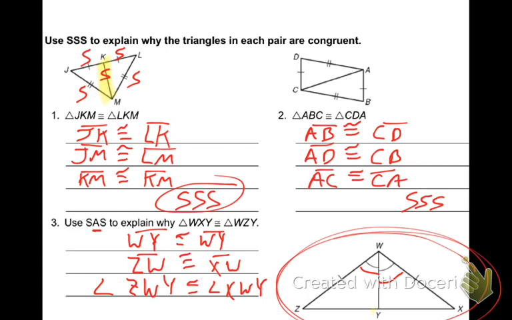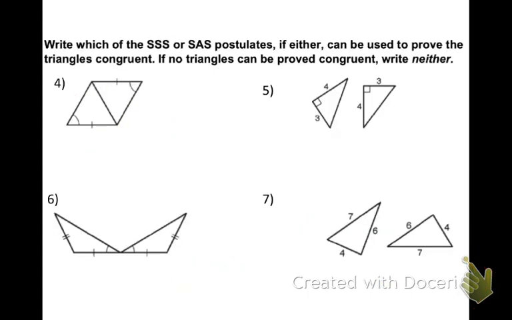Remember, I can always label them with three letters. I wouldn't want just angle W here, because technically there's 3 angles at W. That doesn't help me out. Okay? Nice job. And now I would say that's an example of side angle side. Good work. Alright, so I have 4 of them here. It says write which of the SSS or SAS postulates, if either, can be used to prove the triangles congruent. If no triangles can be proved congruent, write neither.